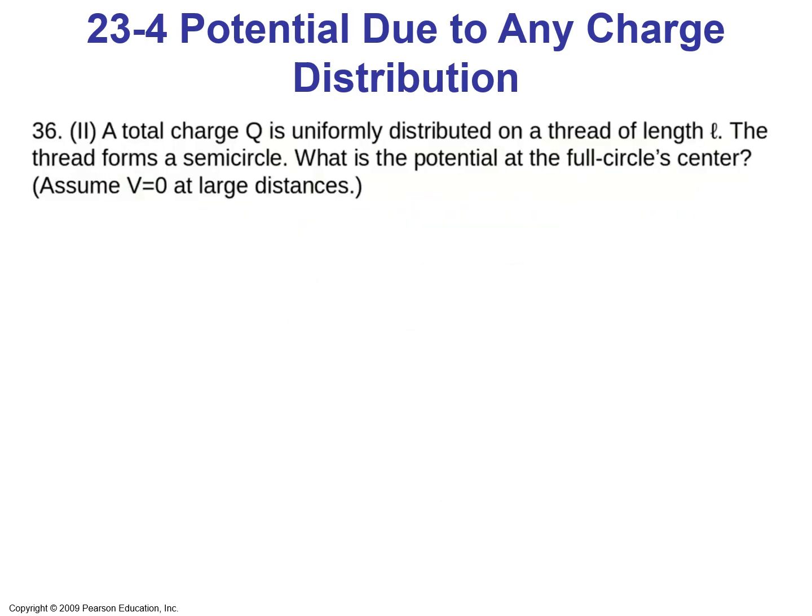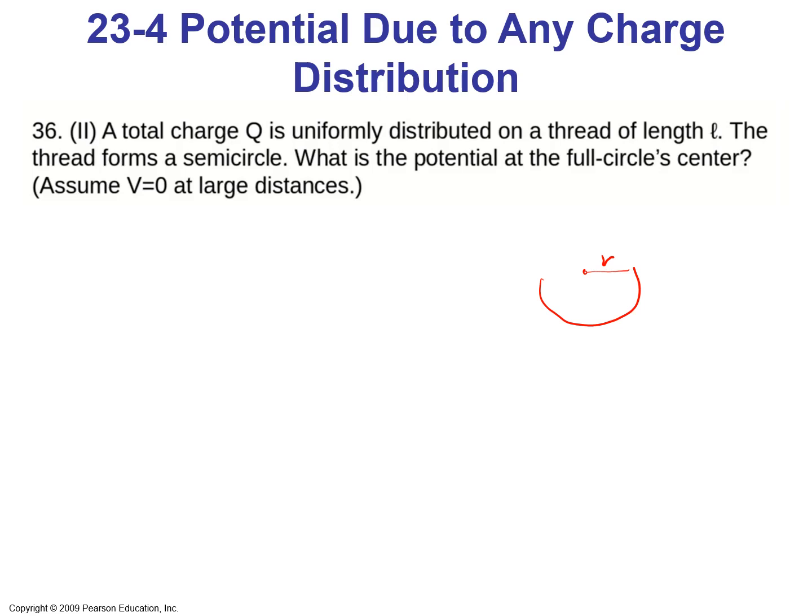Let's look at problem number 36 from the book as an example. A total charge Q is uniformly distributed on a thread of length L. The thread forms a semicircle. What is the potential at the full circle center? Assume V equals 0 at large distances. All the charge is the same distance from the center of the semicircle. So the radius of the semicircle, as we assume this is a semicircle, is r, and all the charges have the equal distance of r from the center.